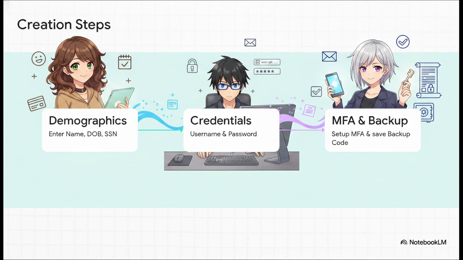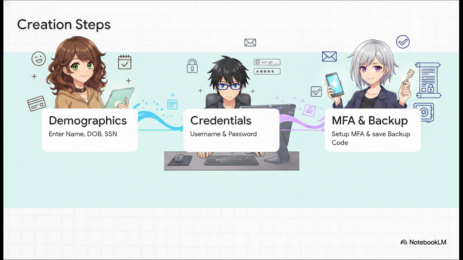Step 1, you're going to enter your demographic data, that legal name, date of birth, and SSN. Step 2, configure your credentials. You'll establish a unique username and a password. You can even just use the first part of your verified email address as your username to keep things simple. And then step 3, which is absolutely critical, is setting up multi-factor authentication, or MFA. The system is going to send a secure one-time code to your email and your mobile phone to verify them.